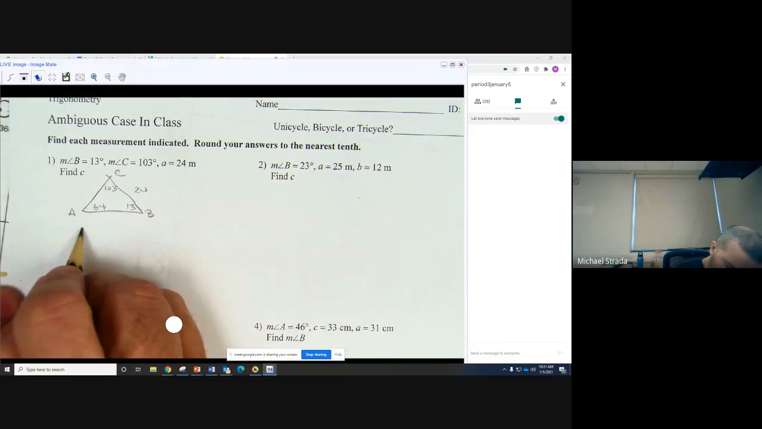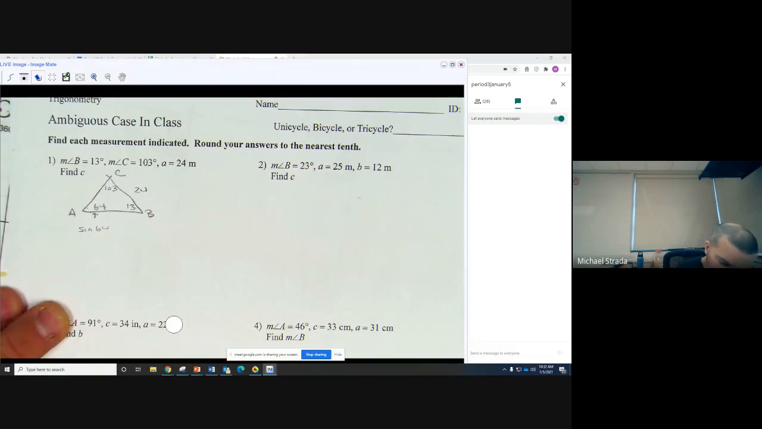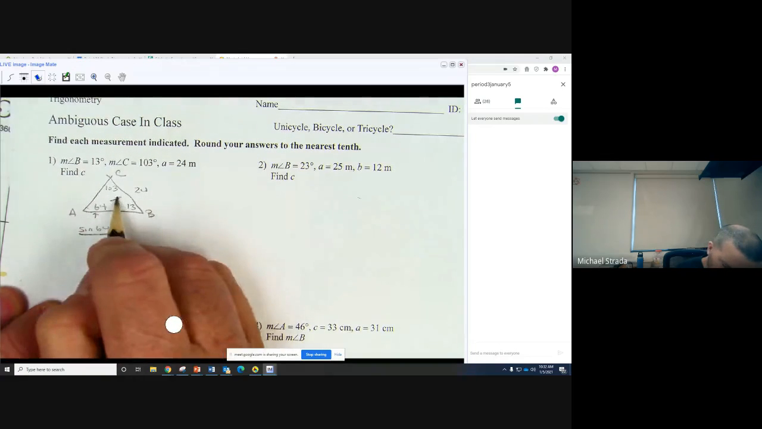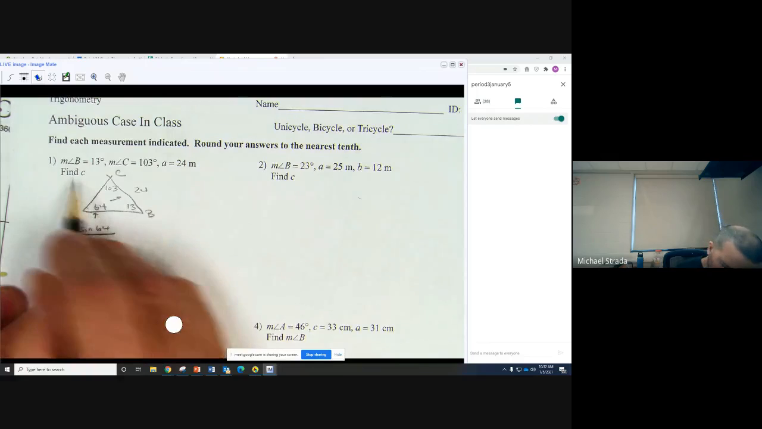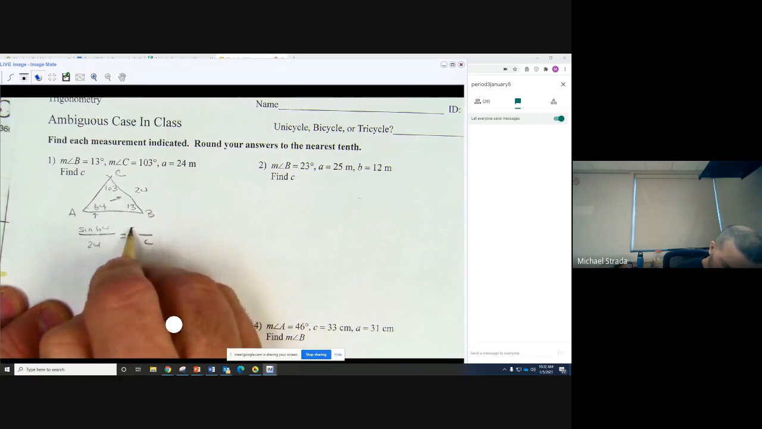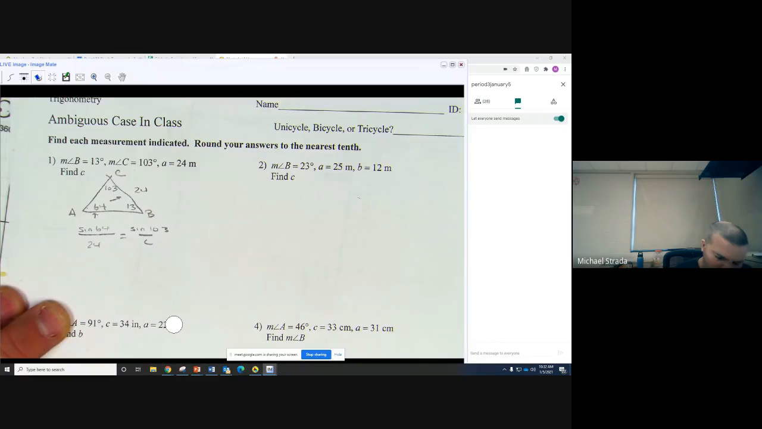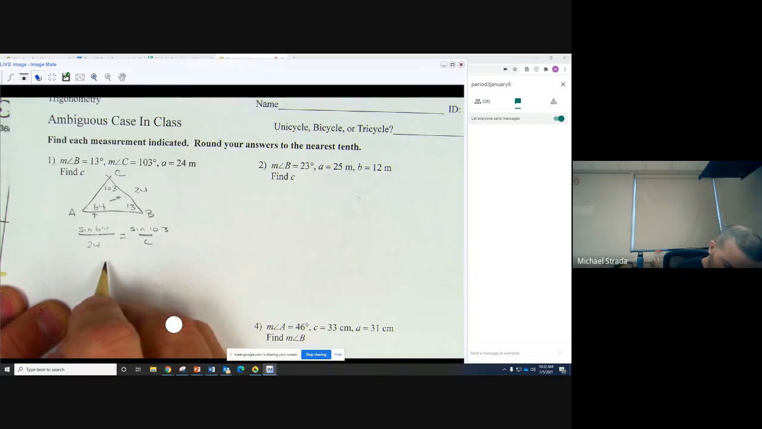So I go to work. Sine of 64, which is that one, over the side opposite it, which is the 24. We're trying to find little c, so that goes there. Angle C is 103, so sine 103. And when I'm done doing all my cross multiplying that we talked about yesterday, I get 26 meters.